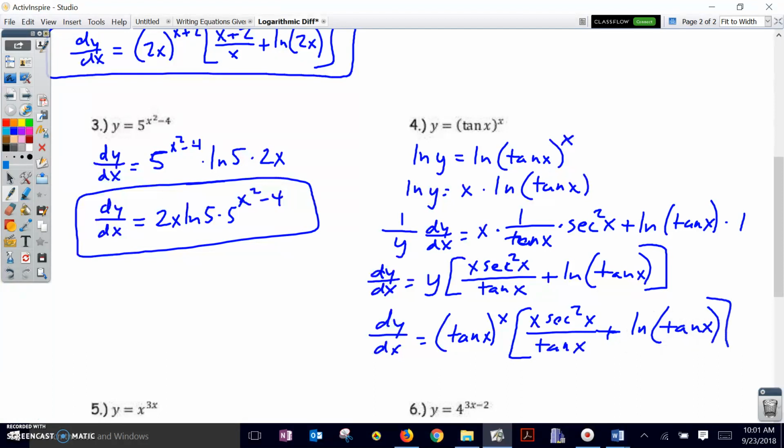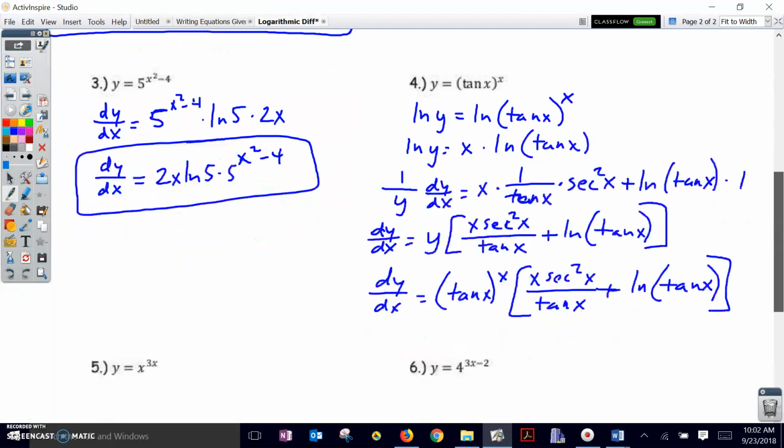And if I wanted to here, I could decompose the secant squared and the tangent of x into sines and cosines and kind of try to simplify that fraction that way. But that's really not our focus here, so I'm just going to leave it as that, especially since I'm out of room.